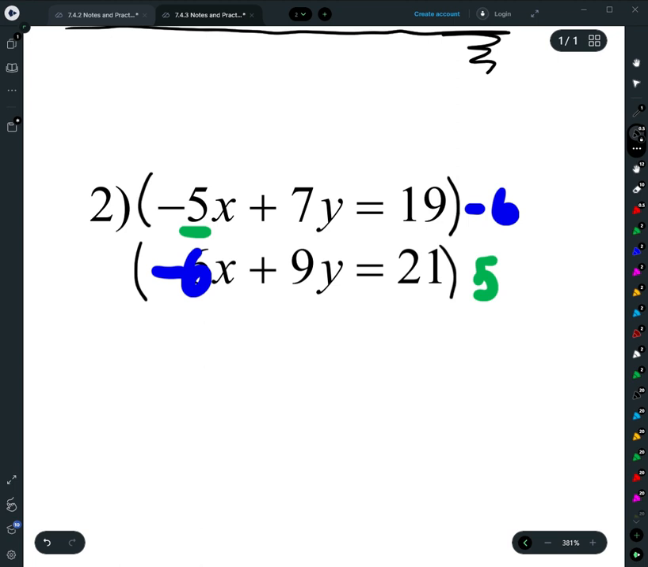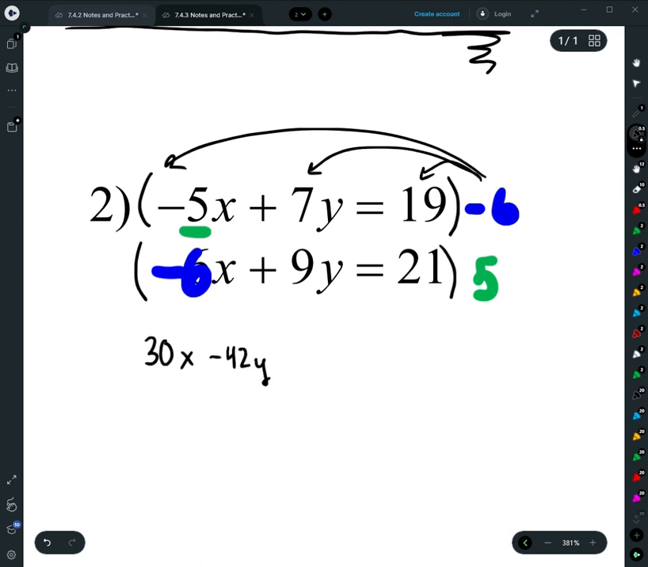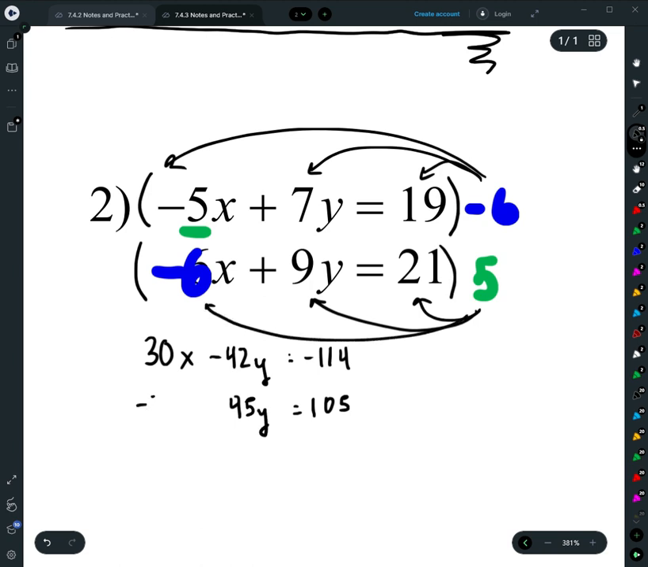Notice what will happen. A negative 6 times negative 5 is positive 30. Negative 6 times negative 7 is negative 42y. And 19 times negative 6, my calculator, is negative 114. In the bottom, 21 times 5 is 105. 5 times 9 is 45y. And 5 times negative 6 is negative 30x.